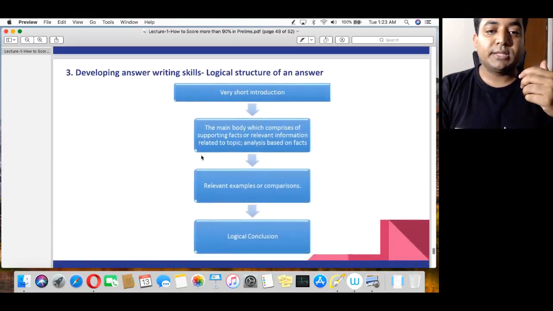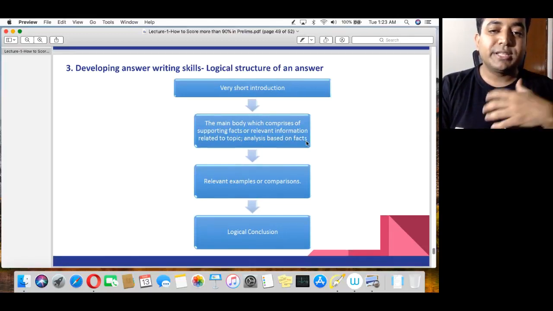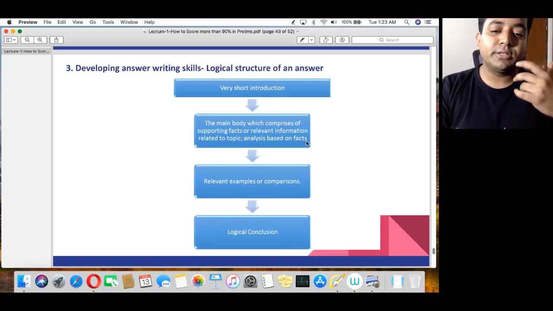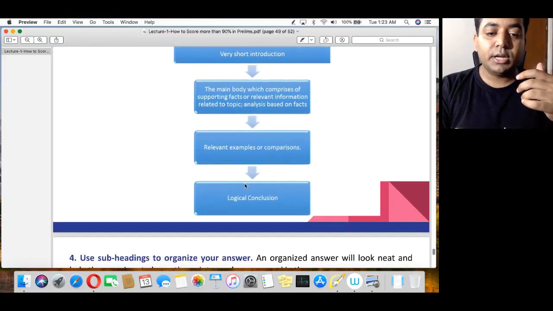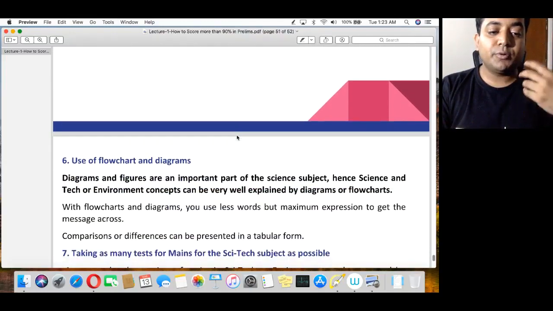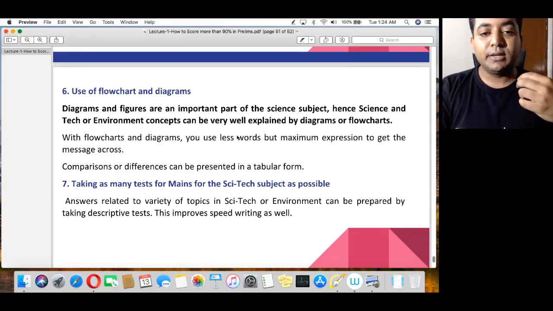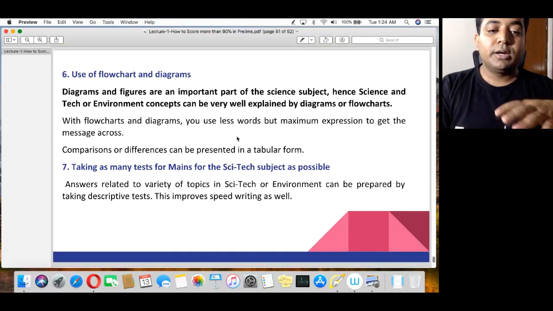Then, developing answer writing skills. You need to have a very short introduction. Then the main body should have supporting facts and relevant information. All of this, how to write an ideal answer, will be discussed. Don't worry. I will also show you how to use relevant examples or comparisons, and then finally a logical conclusion. Use subheadings to organize your answer. Write in bullet points. Approach the answer in a holistic manner, and as much as possible use flowcharts and diagrams. It makes it much more interesting. I'll show you a lot of examples. Don't worry. Take as many tests for mains as you can so that you can write beautiful answers.